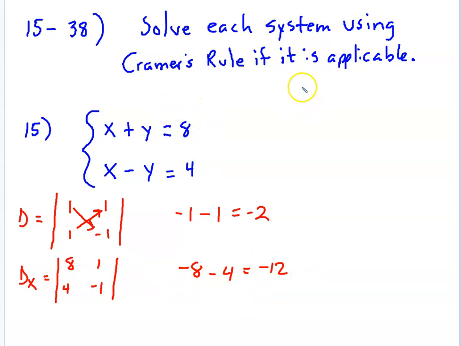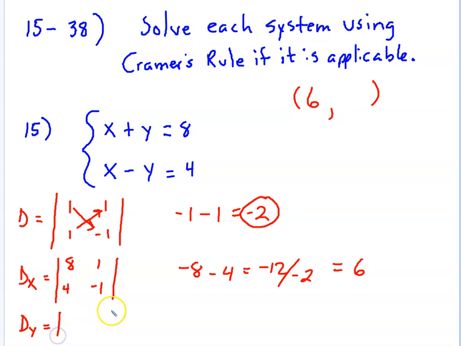To find x, which is our goal, remember when we're solving a system, we're trying to find x and y. To find x, I'll always divide by this initial determinant for the coefficient matrix. So I'll divide negative 12 by negative 2, and that gives me my value for x. X is 6. Now I'm going to do the determinant called d sub y. Well, this time I'll put the x's back and I'll replace the y coefficients.